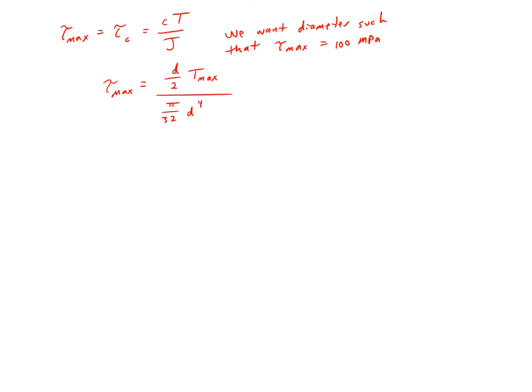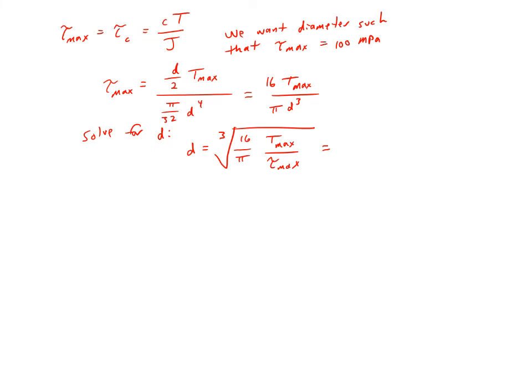Let's rearrange that a little bit so that we simplify it. Just getting rid of the 2 and the 32, and we'll cancel one of the d's. So we'll end up with 16 times the max torque over pi d to the third. All right. So then solve for d. That's going to be the cube root of 16 over pi times max torque over max shear stress.